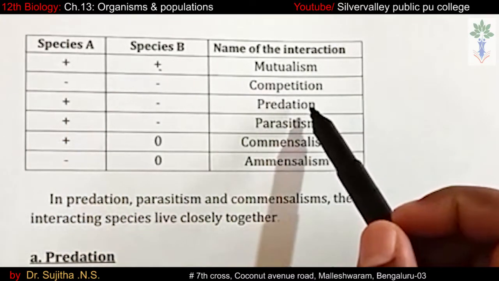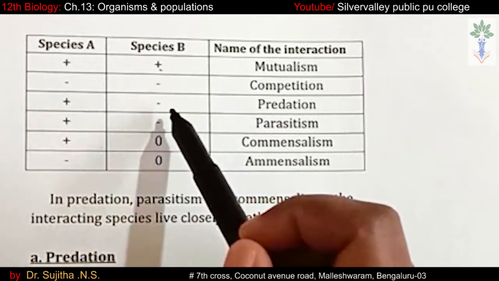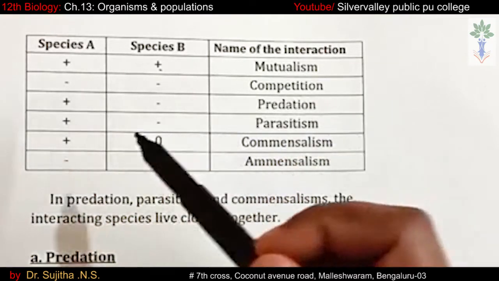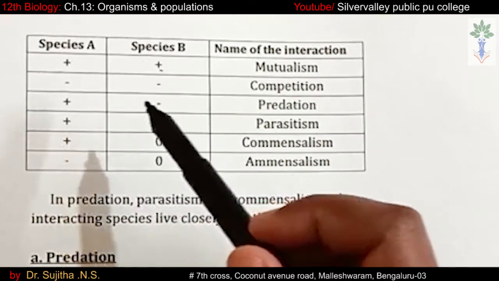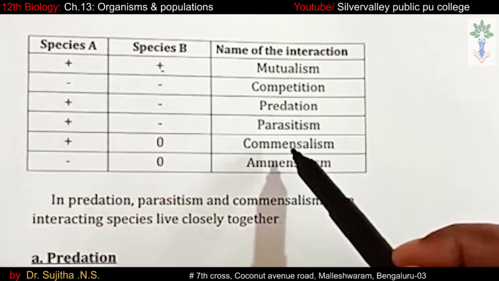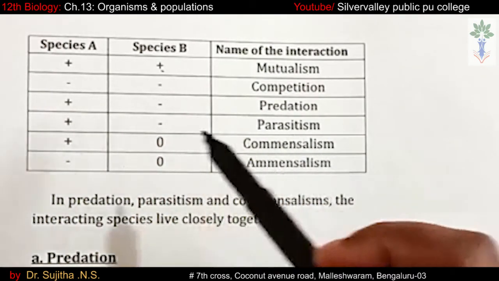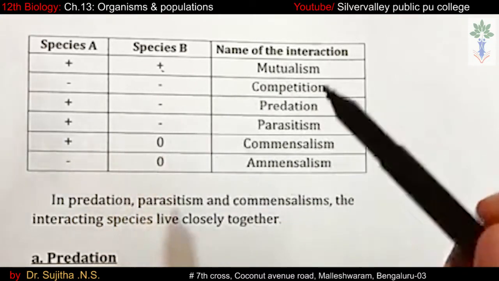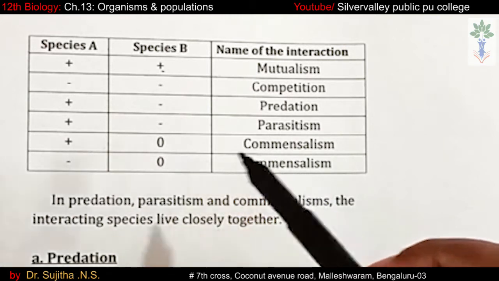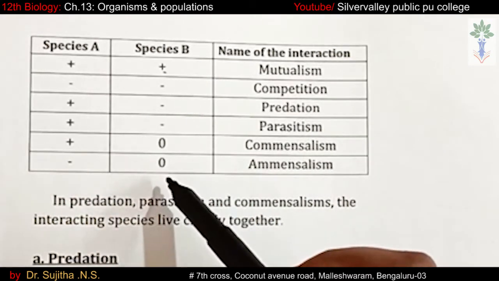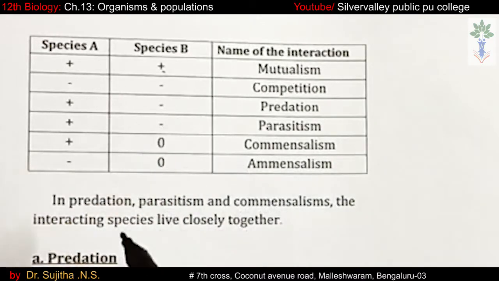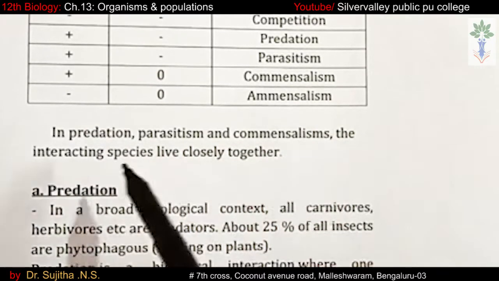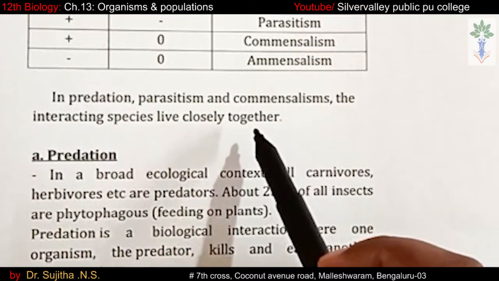In case of predation, the predator is benefited and the prey is harmed. With respect to parasitism, one species, that is the parasite, is benefited and the host is harmed. In case of commensalism, one species is benefited and the other species is neither benefited nor harmed. In case of amensalism, one species is harmed and the other species is unaffected. In case of predation, parasitism and commensalism, the interacting species live closely together.